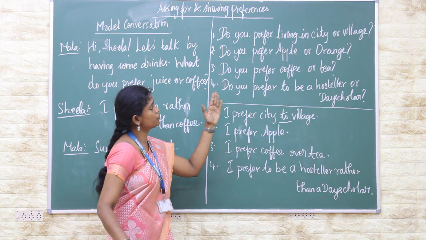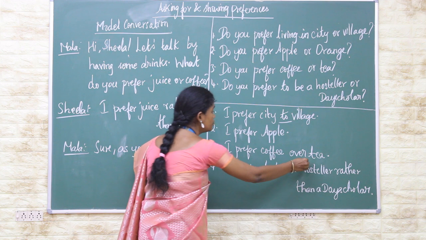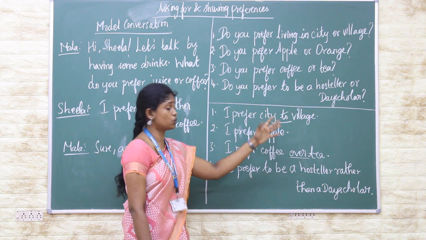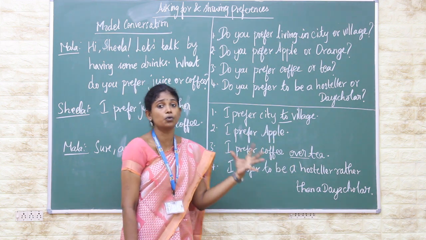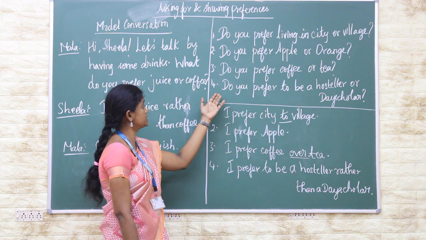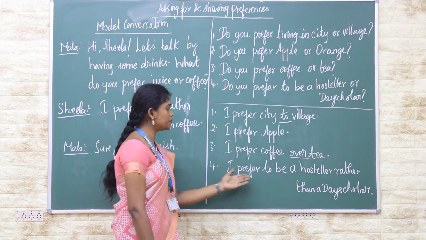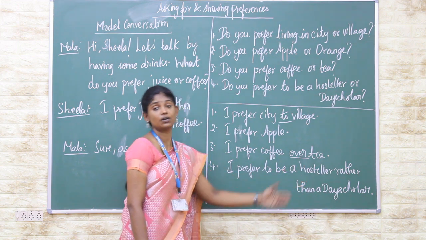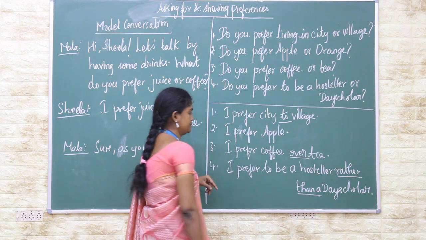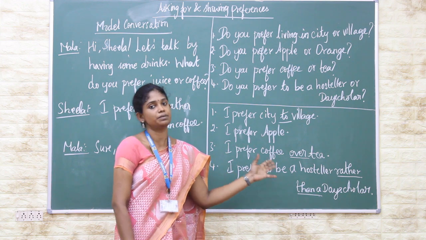Next, do you prefer coffee or tea? What's the answer for that? I prefer coffee over tea. Here we have used the word over. We are not supposed to use only to; instead of to, you can also use over. It means that I like coffee more when compared to tea. That is the meaning of the sentence. Now look at the next question: do you prefer to be a hosteler or day scholar? The answer for that: I prefer to be a hosteler rather than a day scholar. So instead of using to or over, you can also use rather than. It means I like to be a hosteler and I don't want to be a day scholar. That is the meaning in this sentence.